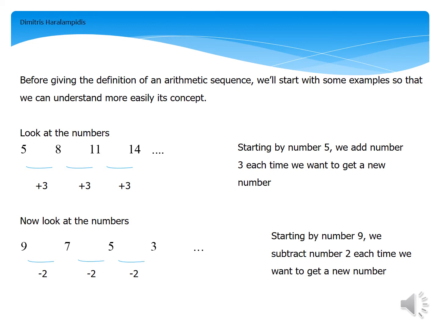Now, look at the numbers 9, 7, 5, 3, and so on. This time, starting with number 9, we subtract number 2 each time we want to get a new number. Indeed, 9 minus 2 equals 7, 7 minus 2 equals 5, 5 minus 2 equals 3.